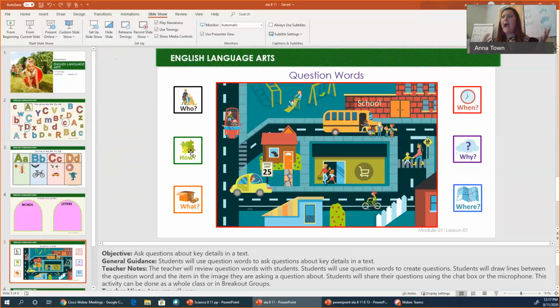How? Think about how did it happen? So he was riding a bike. How was he riding a bike? Was he pedaling? Was he standing? How was he doing it? What skills was he using to do it? So how? How did it happen?